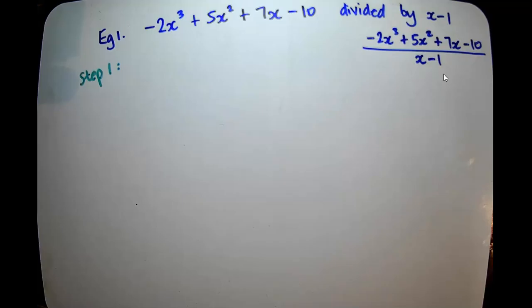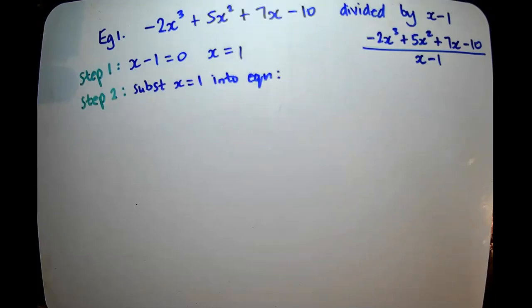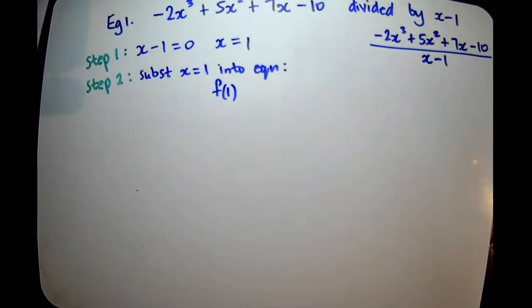So we must let the denominator equal to 0. Next thing, we need to solve for x. x is equal to 1. Step 2, we will have to substitute x is equal to 1 into the equation. So we will substitute f of 1 into the equation. Wherever we see x, we will place a 1 there. So which equation are we substituting into? We are substituting into this equation in the numerator.